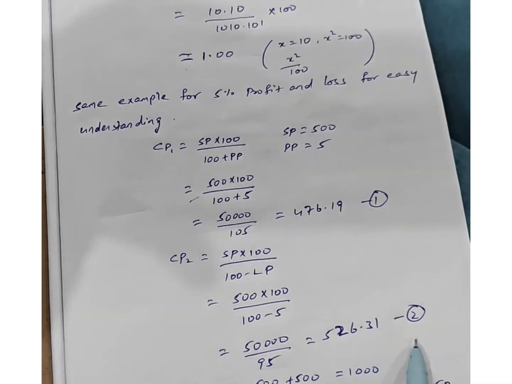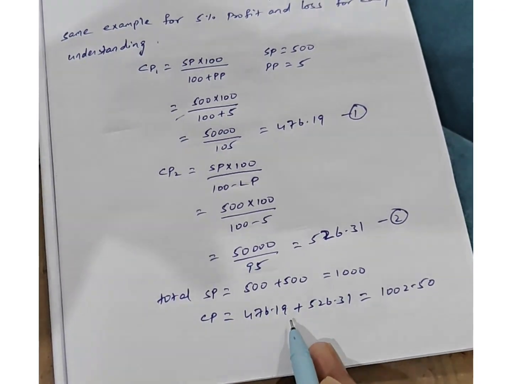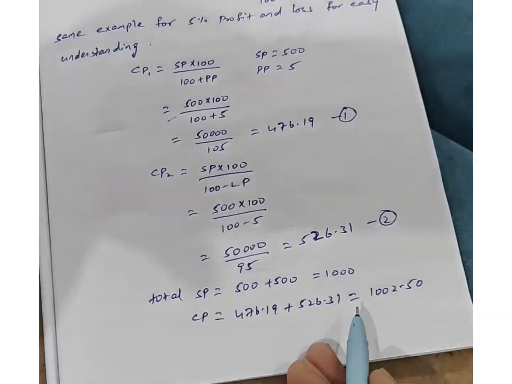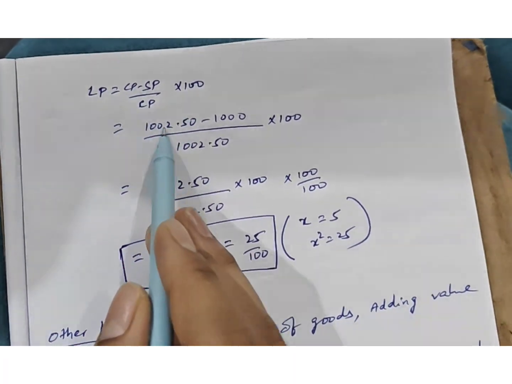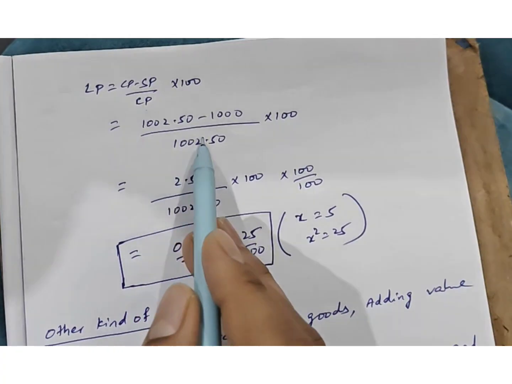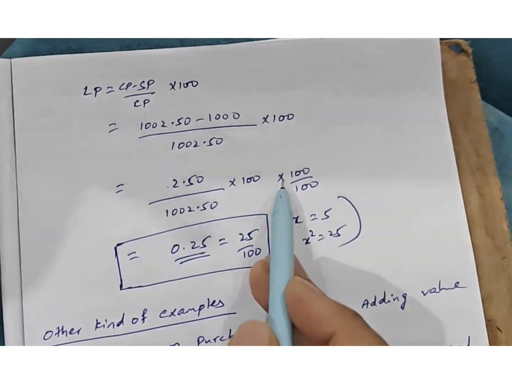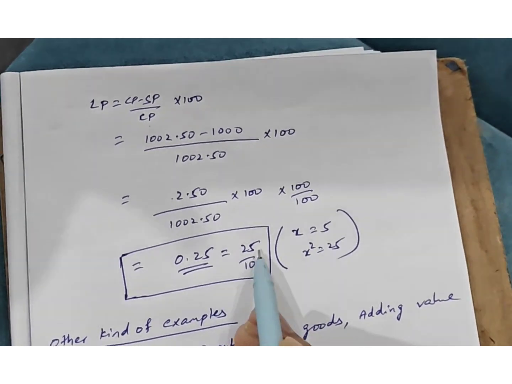Total selling price is equal to 1000 and total cost price is equal to 1002.50. Loss percentage is equal to total cost price minus total selling price by total cost price into 100. 1002.5 minus 1000 by 1002.5 into 100, which is 0.25, that is x square by 100.